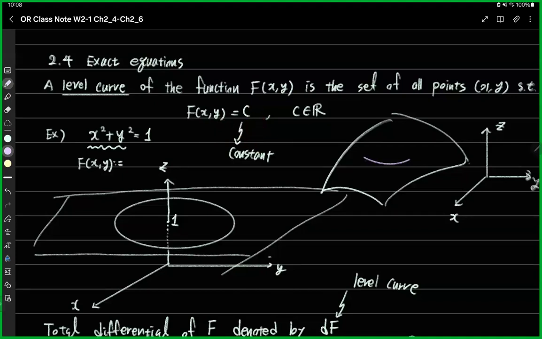So here's the example: x squared plus y squared is 1. Considering the left-hand side is a function of the two variables x and y, this equation is the expression of the level curve whose z coordinate is fixed to 1. Like this here.